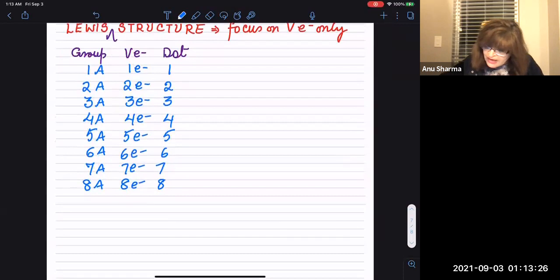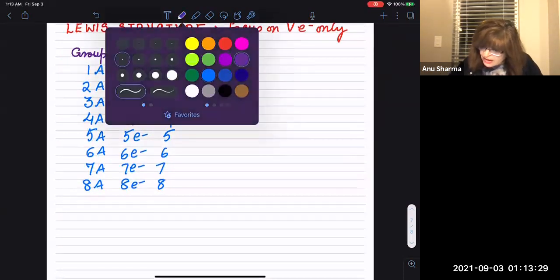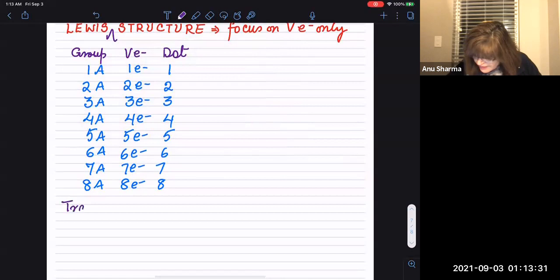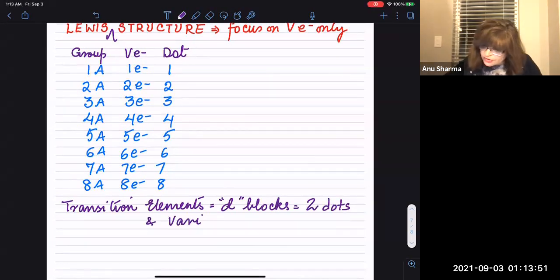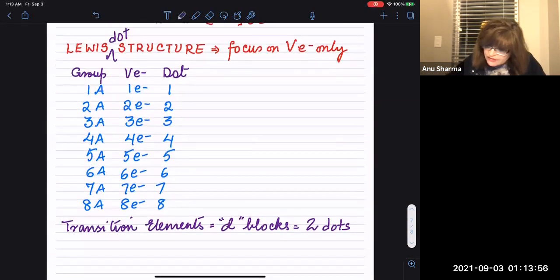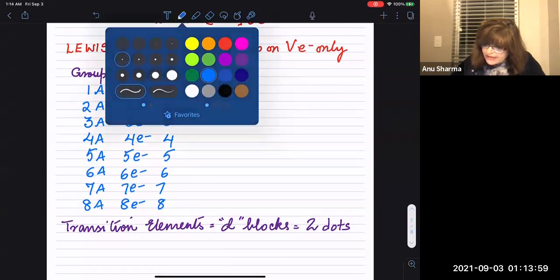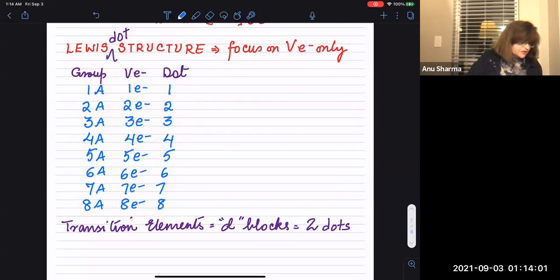And then I also have another piece, which is the transition elements, which are the d blocks. For the most part, all the d blocks will have 2 dots. They also have variable valence. It could have more, but generally their valence electrons are 2. So, just keep it like that. Okay, so let's look at it. Group 1A.